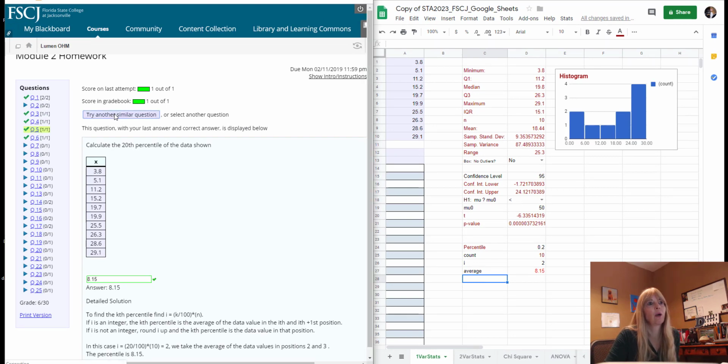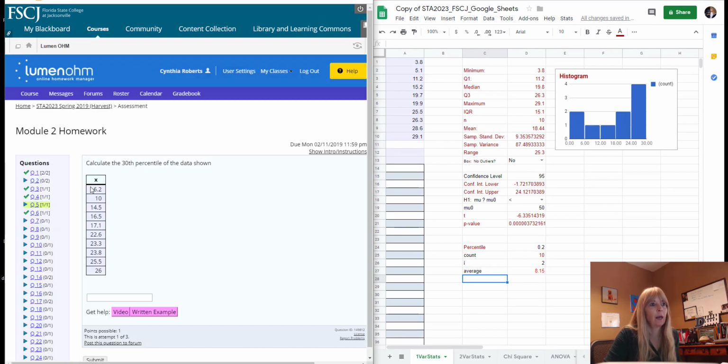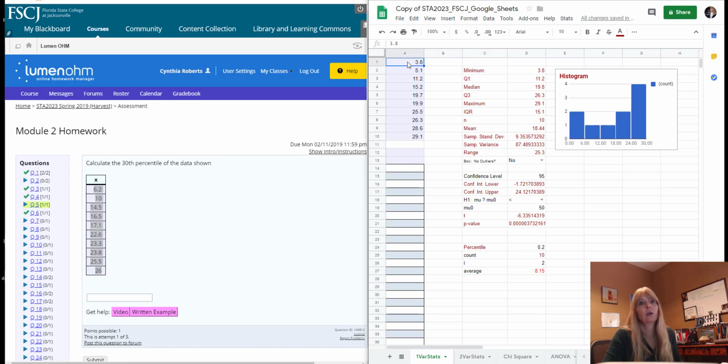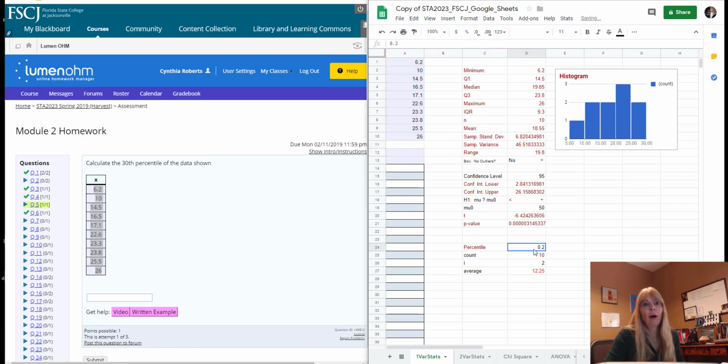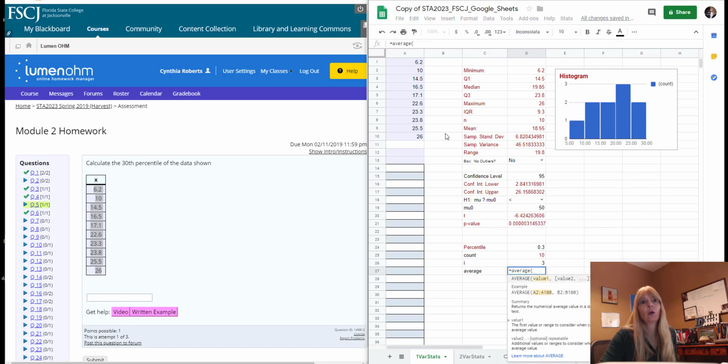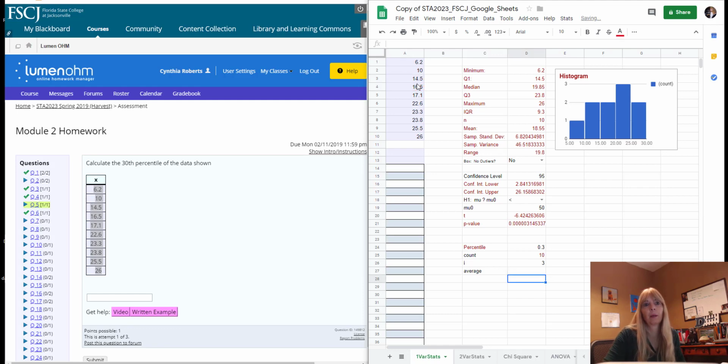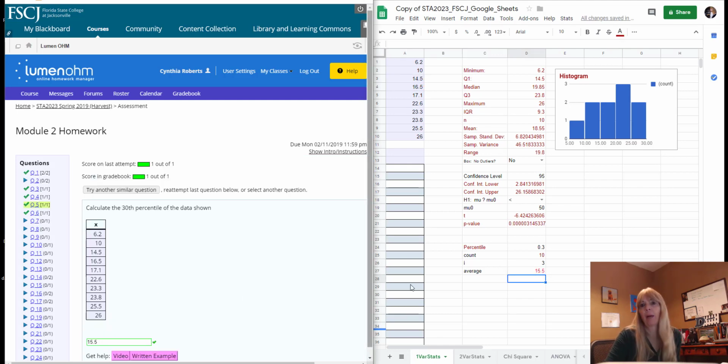So if I said, well, let's try another one of these, I have new numbers, my new numbers, and now I want the 30th percentile. Well, notice here it changed to 3. So then I would type average, 1, 2, 3, the third and the fourth. Okay, so it's always the next one up, and I get 15.5, and I get my answer.